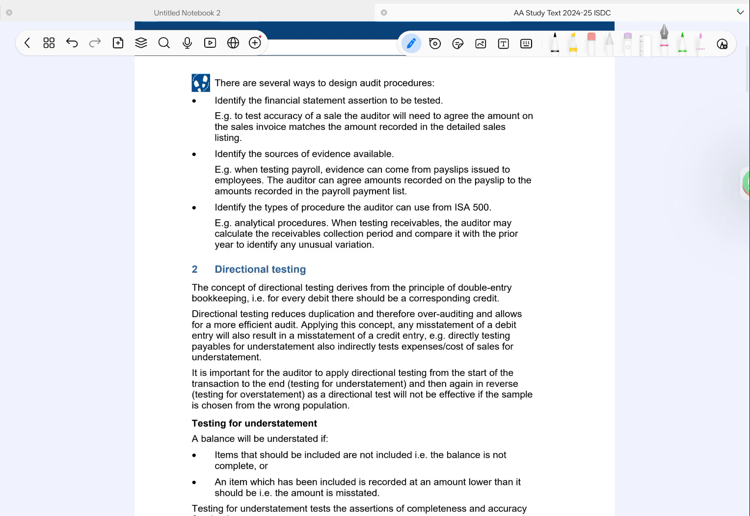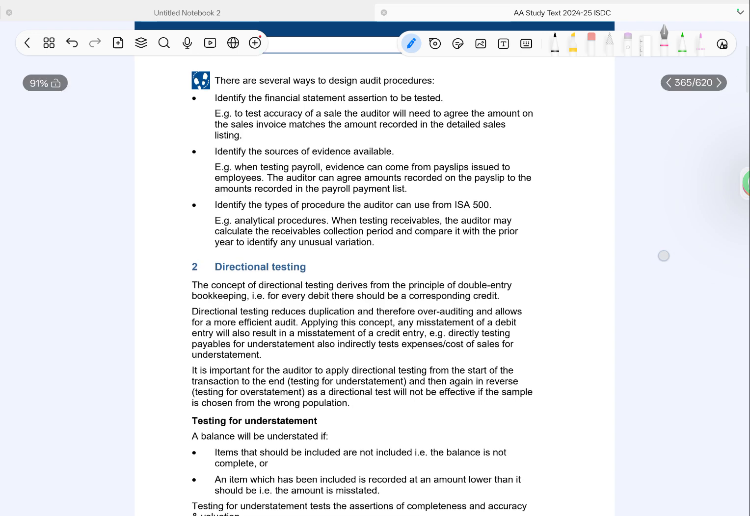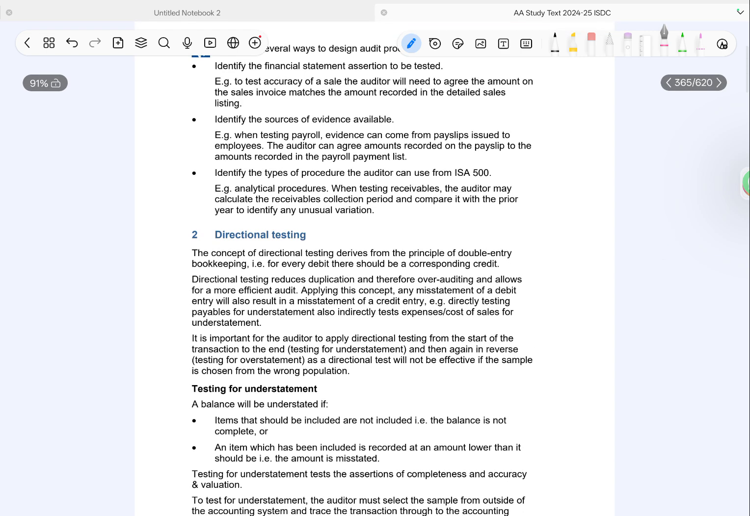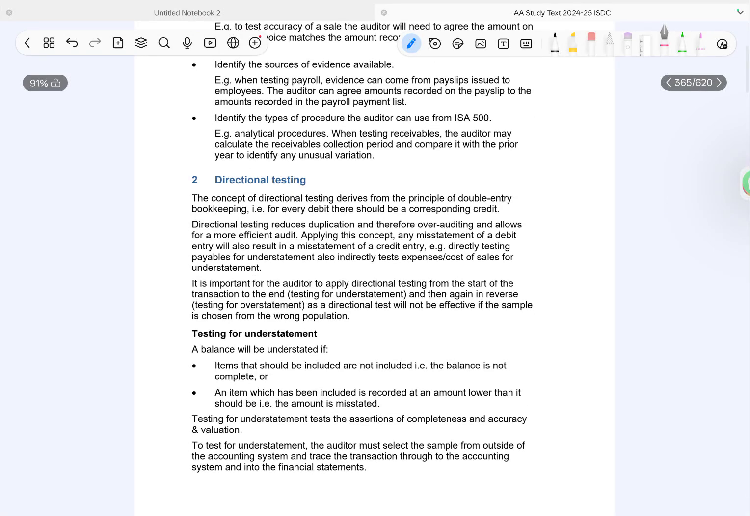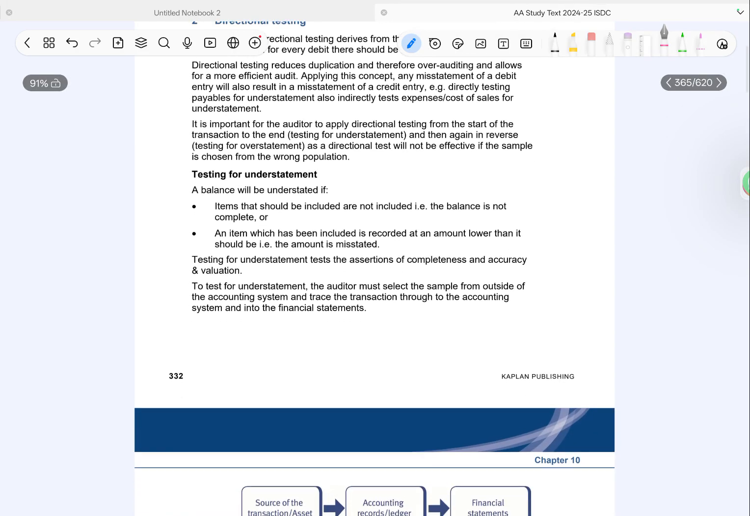Another important concept is directional testing based on double entry bookkeeping. Every debit has a corresponding credit. This helps auditors avoid duplication and work more efficiently. When testing for understatement, the auditor should check whether all transactions are recorded and correctly valued. To do this, the sample should be selected from outside the accounting system and traced into the financial records and financial statements. This ensures that nothing is missing and the amounts are recorded accurately.